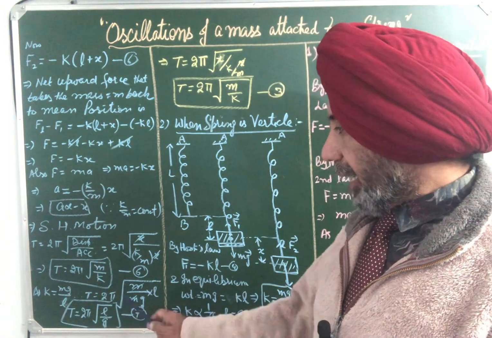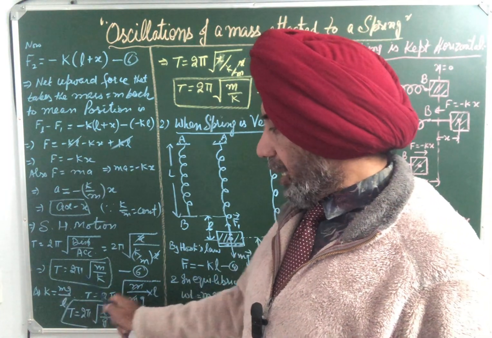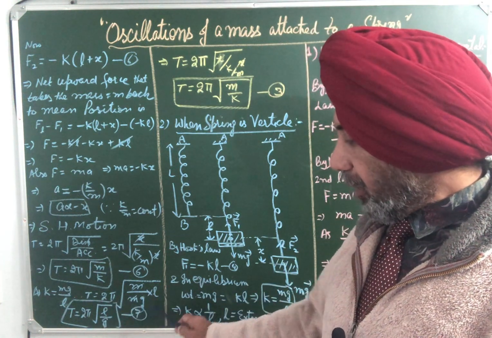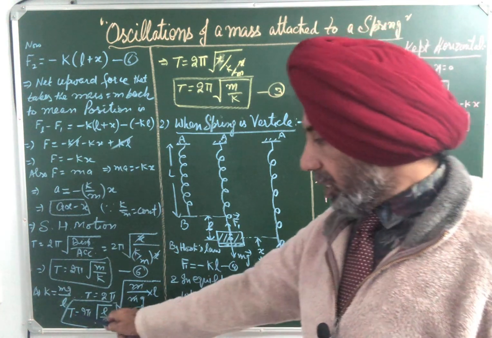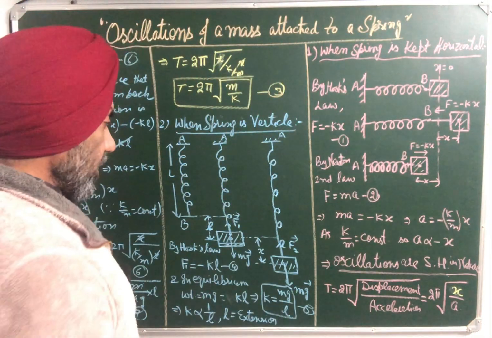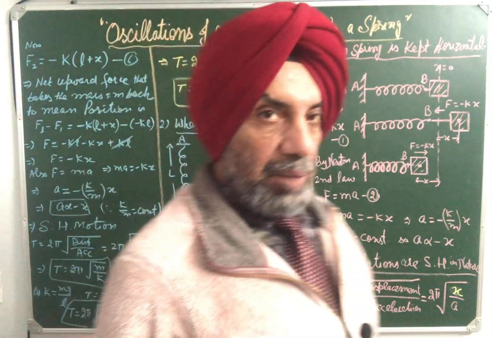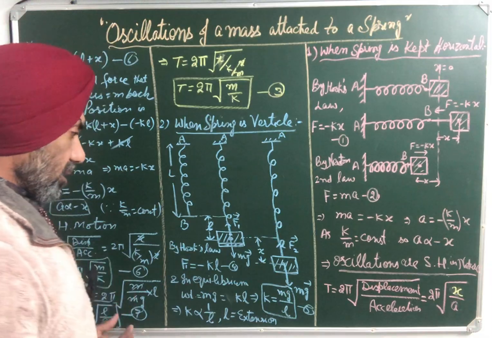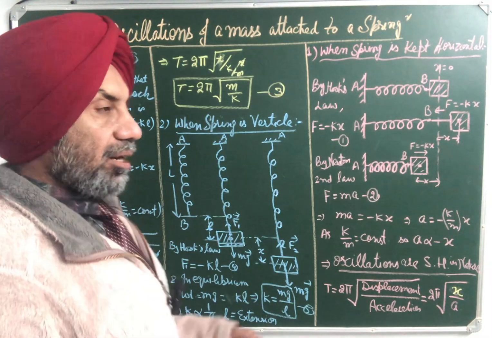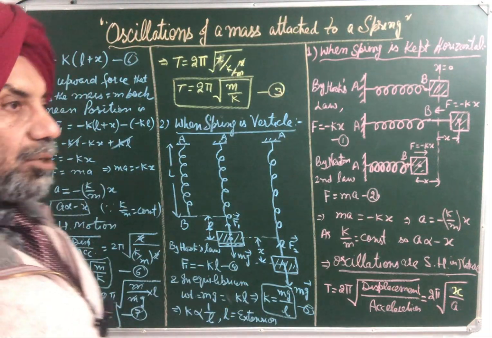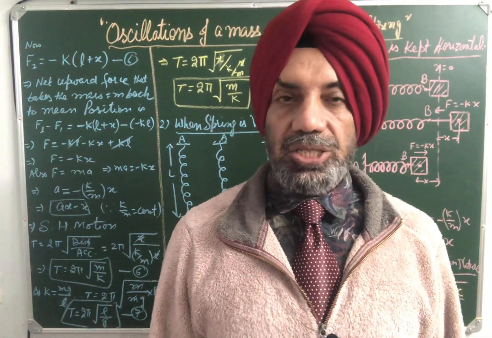Put in the value of K, which is mg upon L. So it comes out to be T equals 2 pi under root M upon mg upon L. M cancels. So T is equal to 2 pi under root L upon g. So the time period of a loaded massless spring, held vertical or horizontal, is given by T is equal to 2 pi under root L upon g.